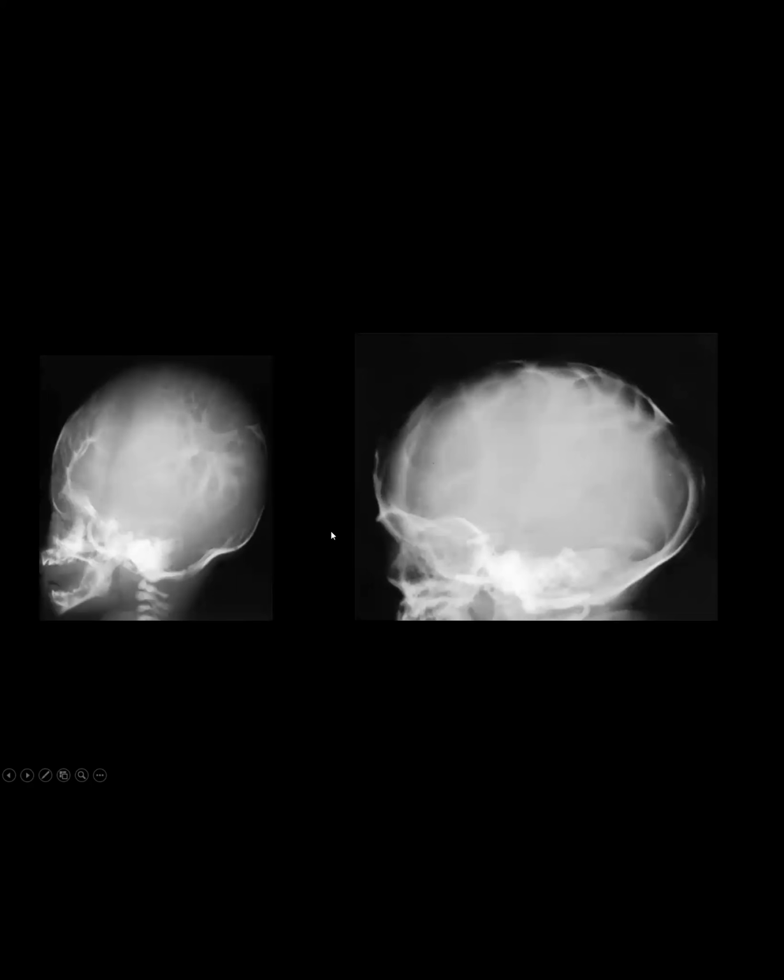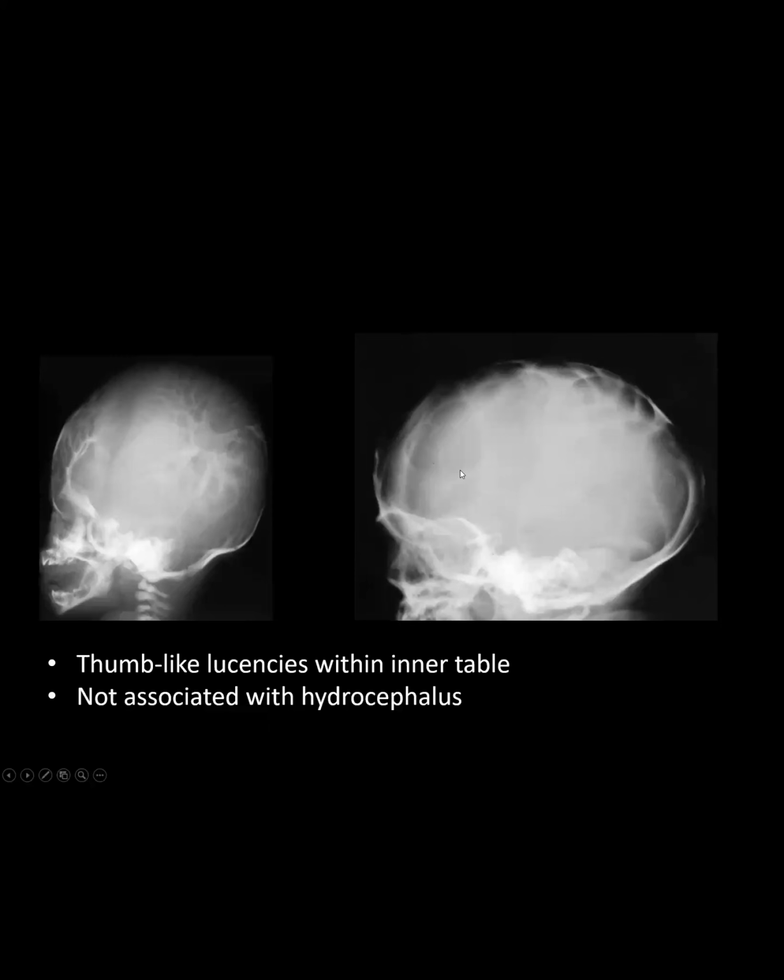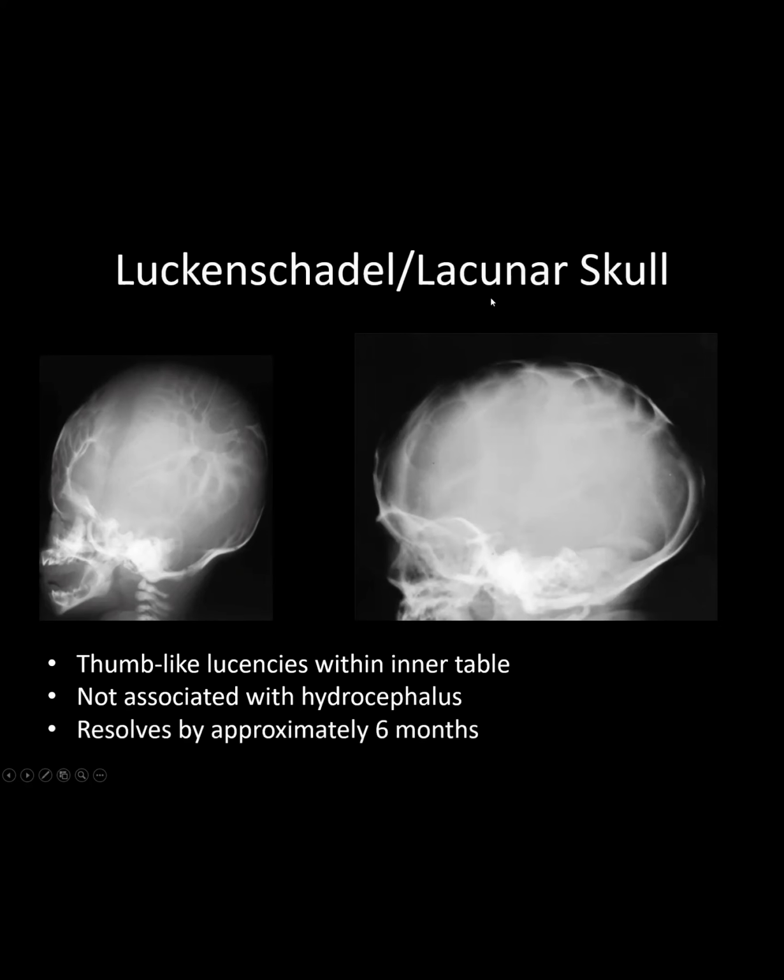So getting back to Chiari malformations, this is something that you can see if you do plain films of the skull in people that have Chiari 2 and 3 malformations and other things that can give you spinal dysraphism. You can get these thumb-like lucencies in the inner table of their skull. The Latin name for that is Luckenschadel, and this typically resolves after a few months after birth.